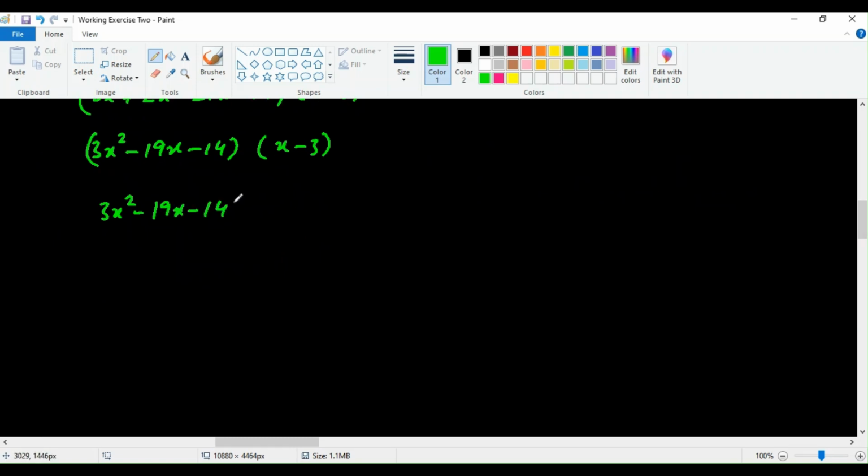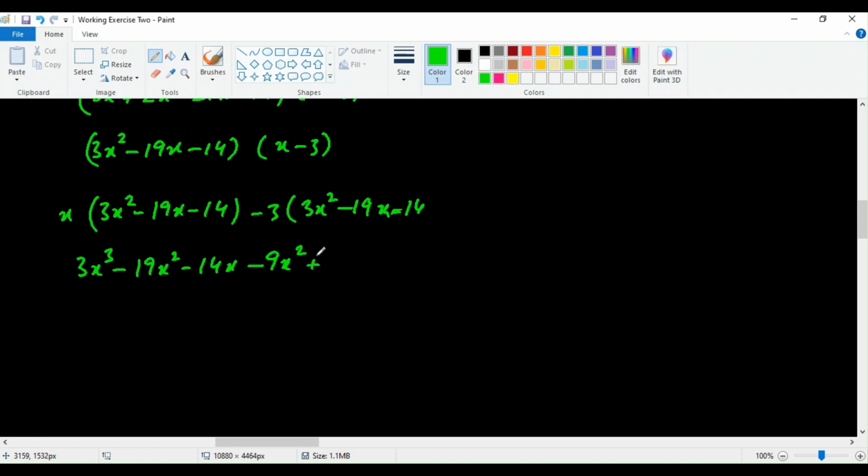This has to be multiplied two times, first with x and next with minus 3. So I'm writing this for the second time, minus 19x minus 14, and first I'll multiply this by x and then next by minus 3. So this is going to give us 3x cubed minus 19x squared and minus 14x. This gives us minus 9x squared. Minus minus is a plus. 3 times 19 is going to give us 57, plus 57x, and minus minus is a plus. 14 times 3 is going to give us a 42.